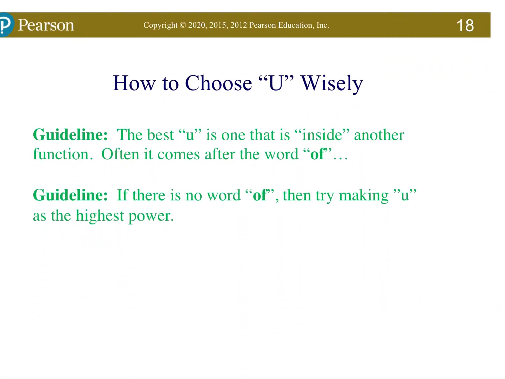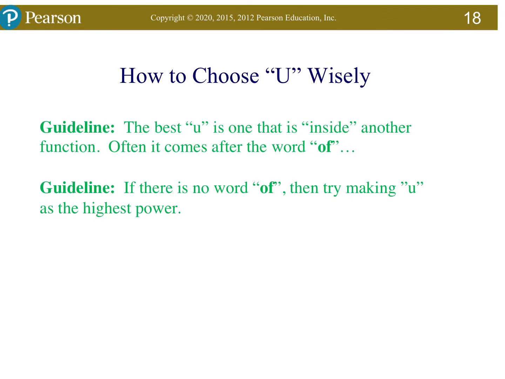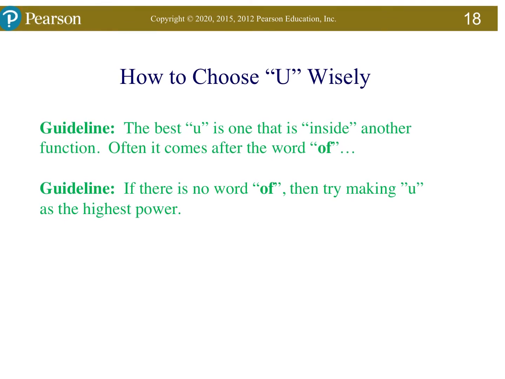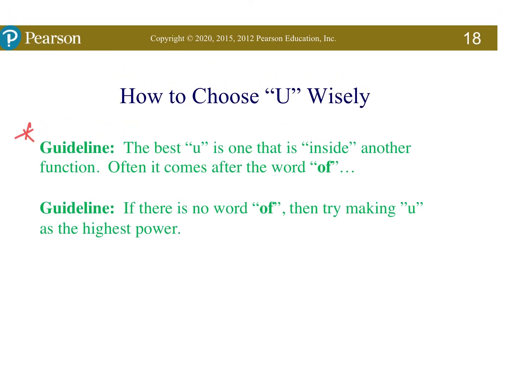How do you make your good u choice? A couple of things that you can use as a guideline. Guideline number one: look for the word "of." It's usually inside of something. So the square root of, the logarithm of, e to the power of, the sine of. So if you could read it out loud and use the word "of," that thing that comes after "of" is usually going to be your u.